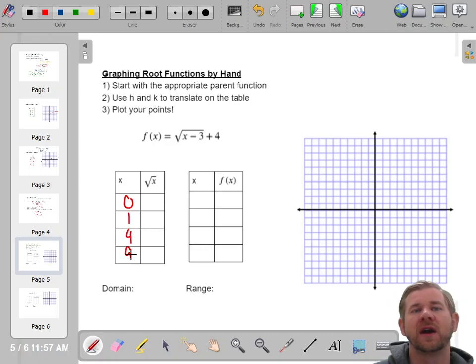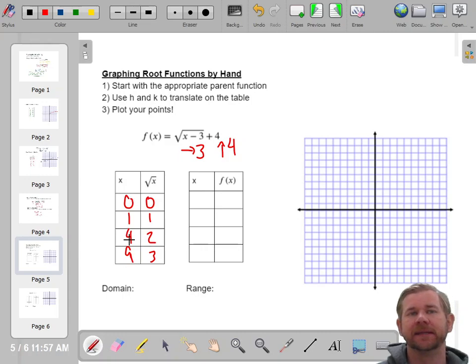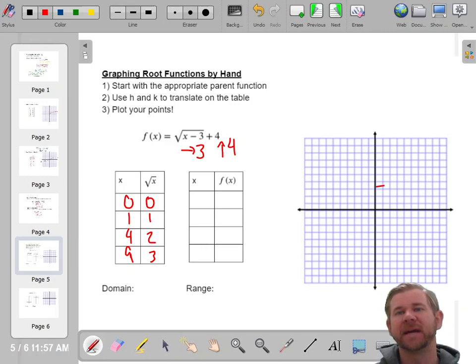0, 1, 4, 9, 0, 1, 2, 3. But now, if it says x minus 3, hopefully you realize that makes it go right 3, and on the outside, up 4. Well, if you move right 3, that's only going to change the x values. And if I want to go to the right, I want the x values to be bigger. So I'm going to take these x values and I'm going to add 3.